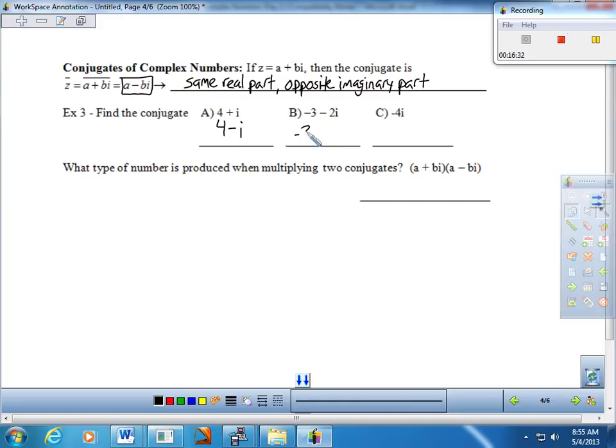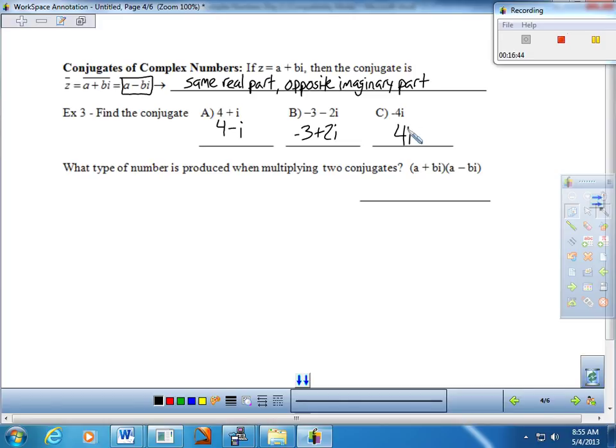Conjugate of this would be negative 3, how about plus 2i? And the conjugate of this officially, when it's a pure imaginary number, we probably won't play around with the conjugate too much, but officially the conjugate would be 4i. All right, that's it. That's all I need you to do.